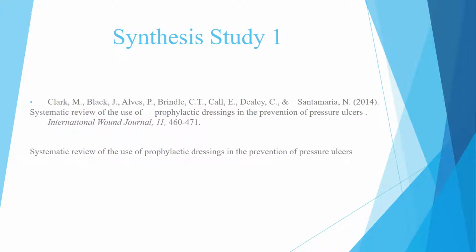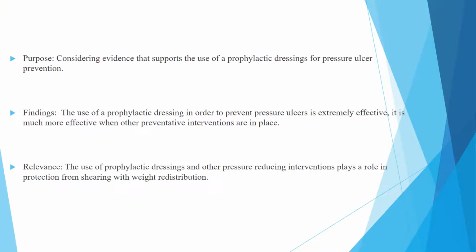This synthesis review is the systematic review of the use of prophylactic dressings in the prevention of pressure ulcers. The purpose of this review was to consider the evidence that supports the use of a prophylactic dressing for pressure ulcer prevention. We found that the use of prophylactic dressings in order to prevent pressure ulcers is extremely effective. It is much more effective when there's other preventative interventions in place. The use of prophylactic dressings and other pressure-reducing interventions plays a huge role in protection from shearing during weight redistribution.